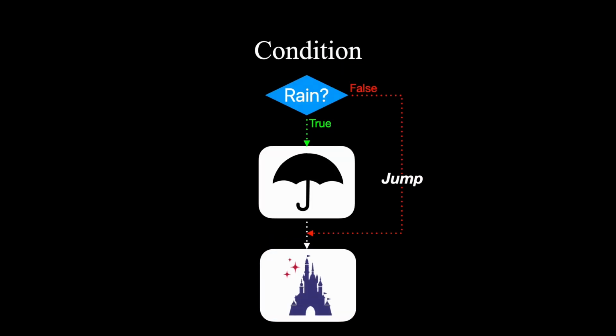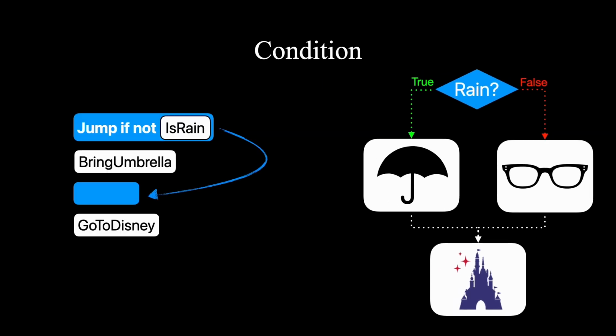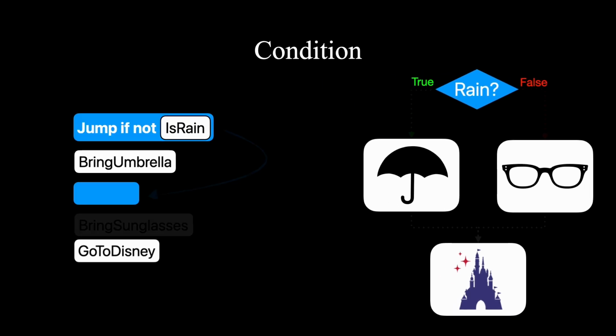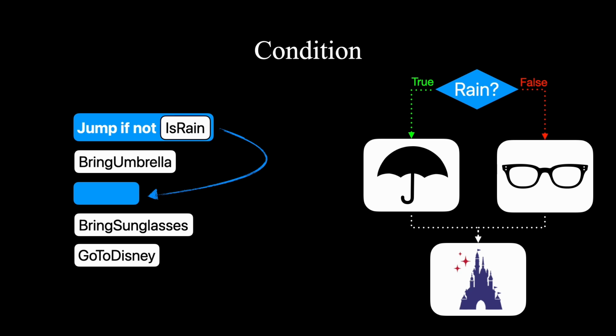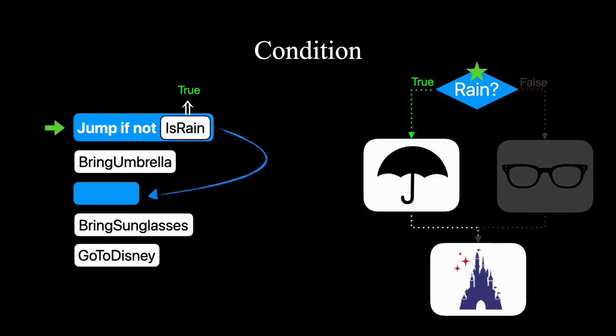Next, what if instead of heading straight there when it's not raining, we want to bring our sunglasses first? How do we do that? Well, we can create a new function called bring sunglasses and put it before the jump destination. If the condition is false, we'll run the bring sunglasses function. But here's the catch. If the condition is true, we'll actually run both functions, which is not what we intended.